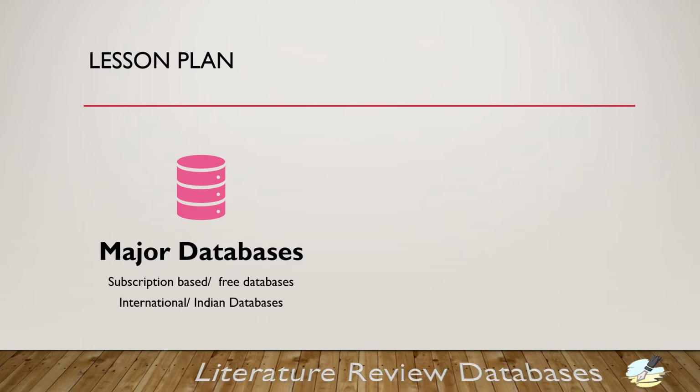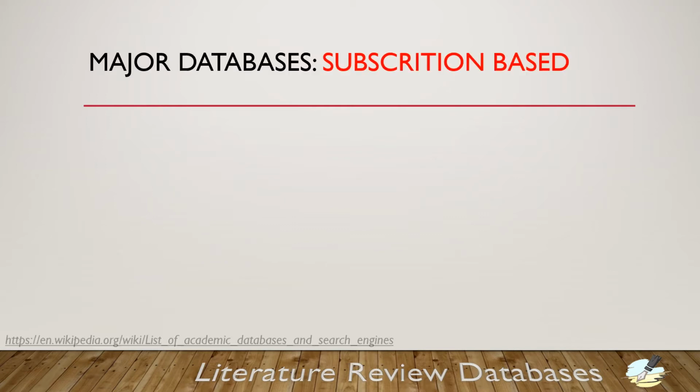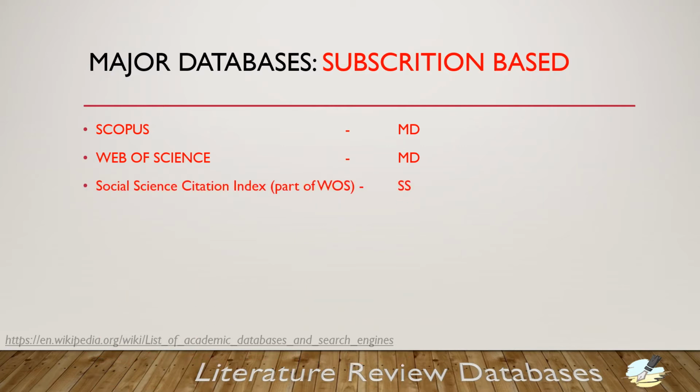In the subscription-based databases, the major databases are Scopus, which is a multidisciplinary database, Web of Science, again a multidisciplinary database, Social Science Citation Index, which is a part of Web of Science, a social science indexed database, EBSCOhost, again multidisciplinary, ProQuest, multidisciplinary one, and IEEE Xplore, which covers engineering and computer science subjects.